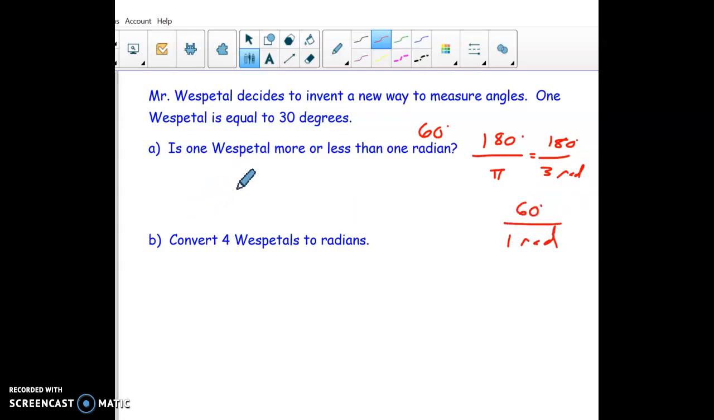Okay, so 1 Westpital would be less than a radian, because it's 30 degrees, right? And 30 degrees is less than 60 degrees.